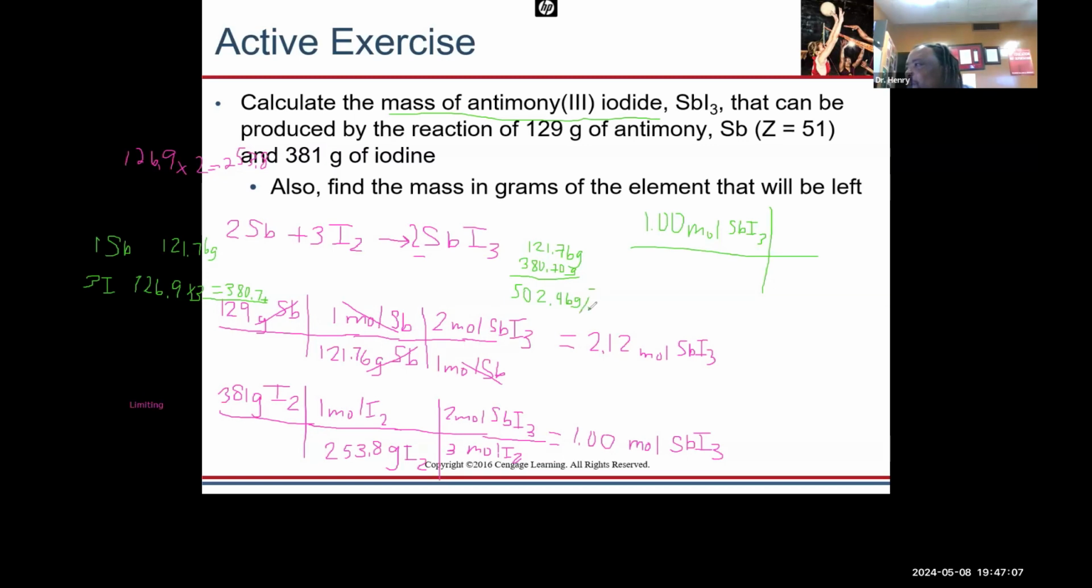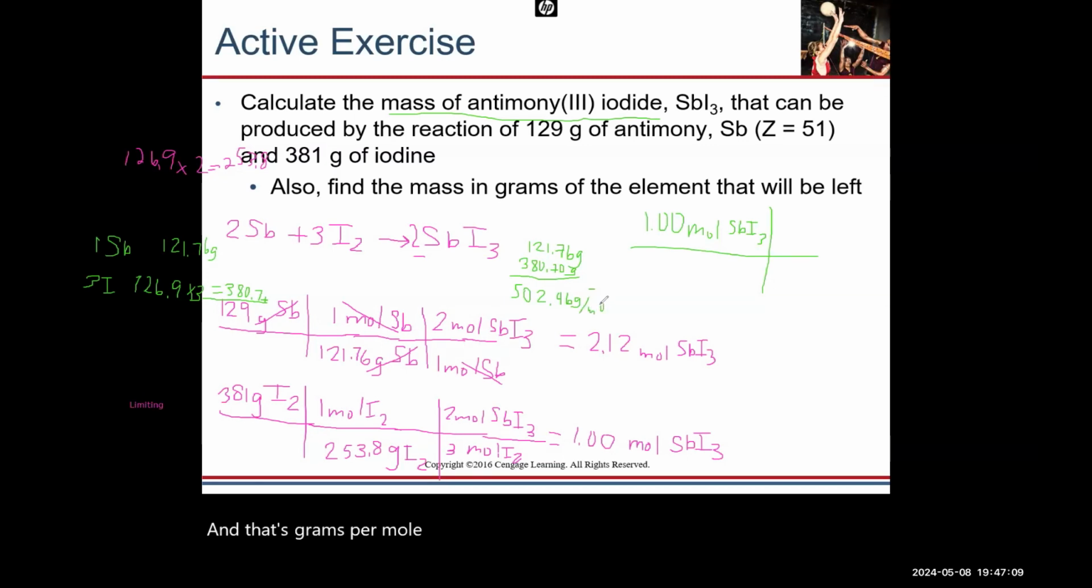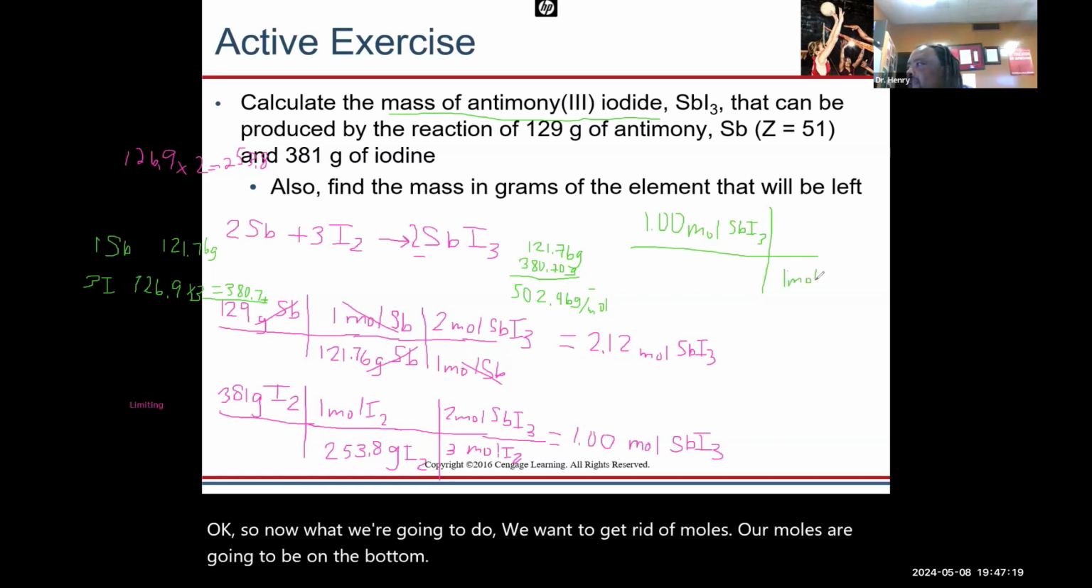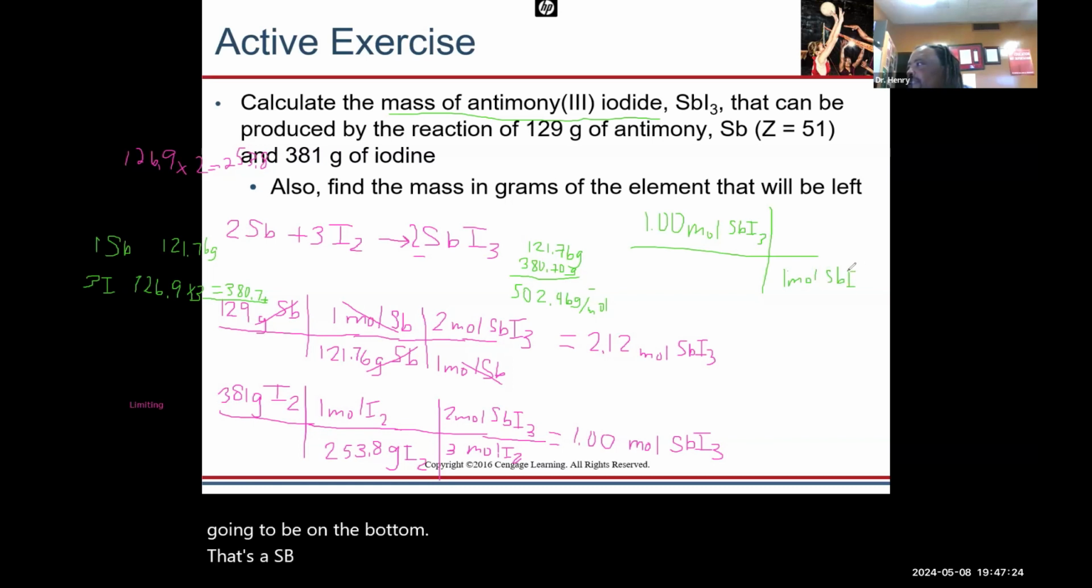And that's grams per mole, right? Yes, grams per mole. Okay, so now what we're going to do, we want to get rid of moles. So our moles are going to be on the bottom. That's SbI3. And then on top, we're going to have that 502.